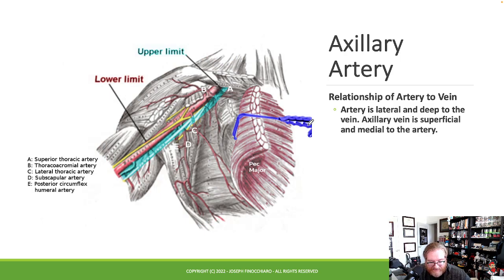The artery is lateral and deep. The vein is superficial and medial. So when it comes to the medial versus the lateral, these are harder to remember. There is no rule of thumb. You just got to kind of figure out and grind through the ones that you've memorized and hope that you are right when you answer the question.